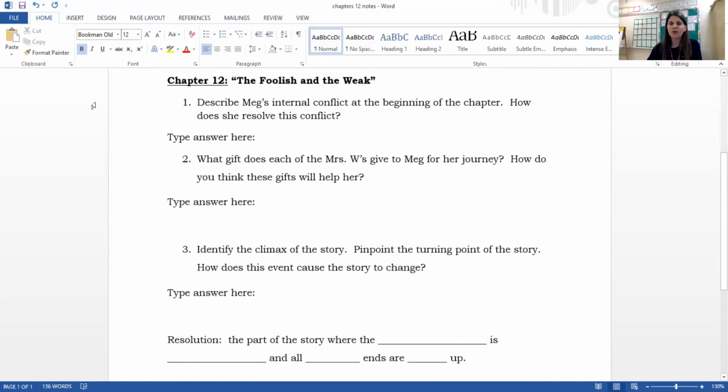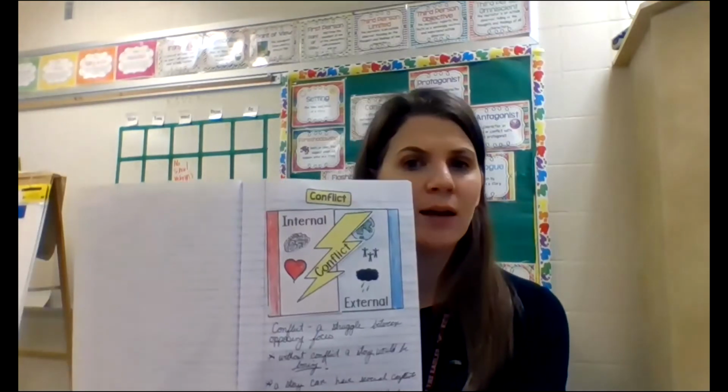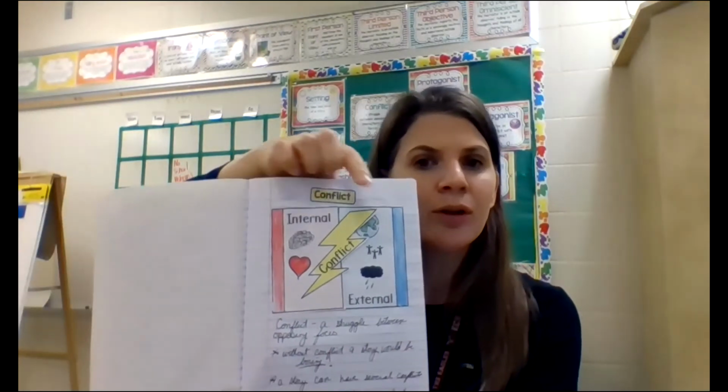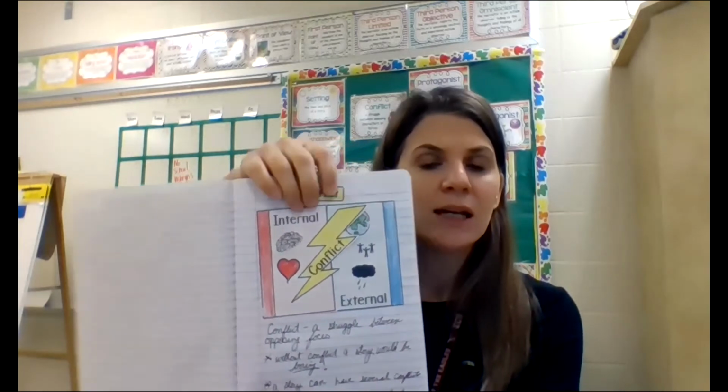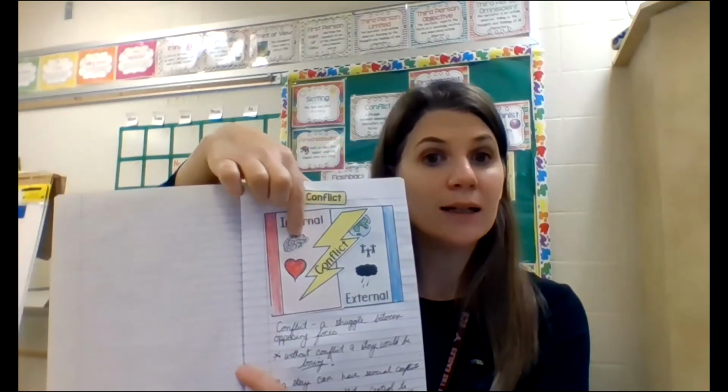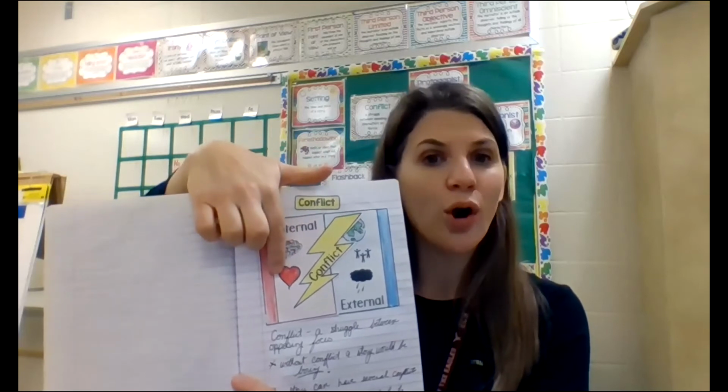Chapter 12 is called The Foolish and the Weak. Question 1, describe Meg's internal conflict at the beginning of the chapter. How does she resolve this conflict? Okay, let's go back to our notebook again. All right, so right after we had done our plot structure, we then took notes on conflict. We talked about internal versus external conflict. Internal is a problem inside the mind, a decision, or heart.